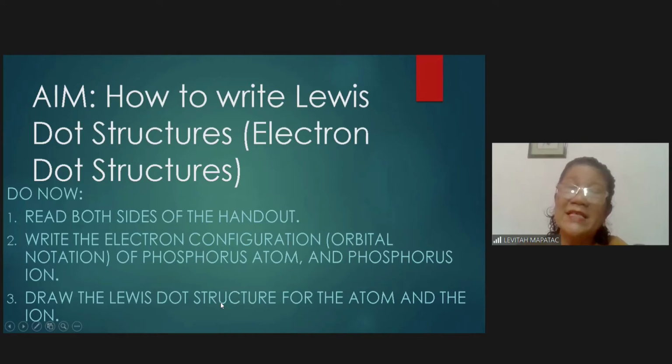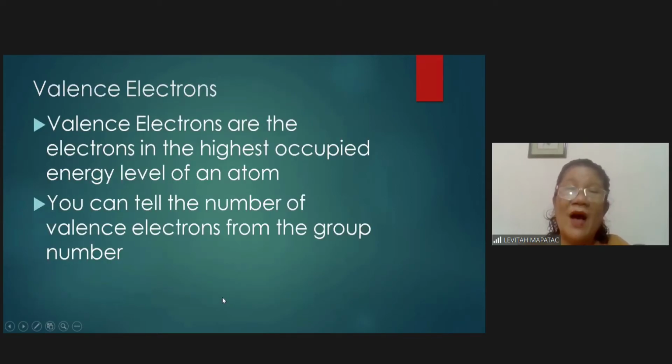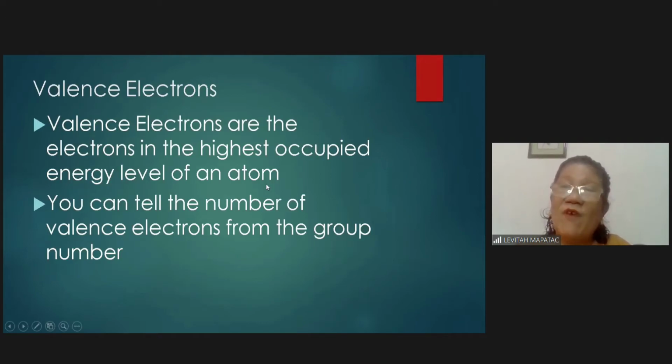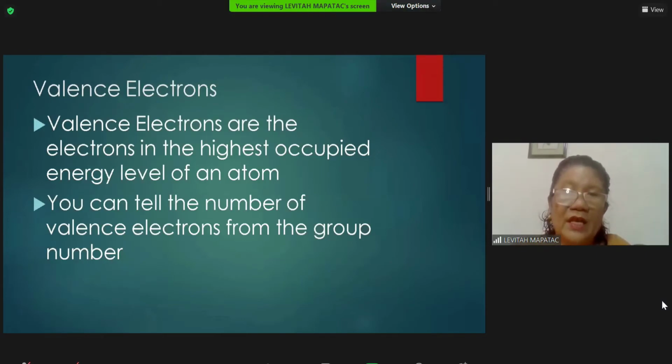What do we mean by valence electrons? Valence electrons are the electrons in the highest occupied energy level. As I have said, valence electrons are the electrons in the outermost shell. You can tell that by knowing its group. If it is group 1A, meaning there is how many electrons? Only one electron in the outermost shell. If it is group 2A, it has two electrons in the outermost shell.